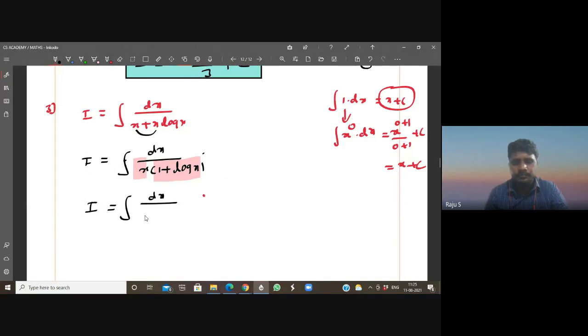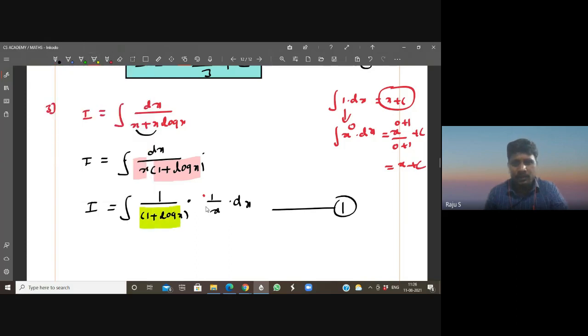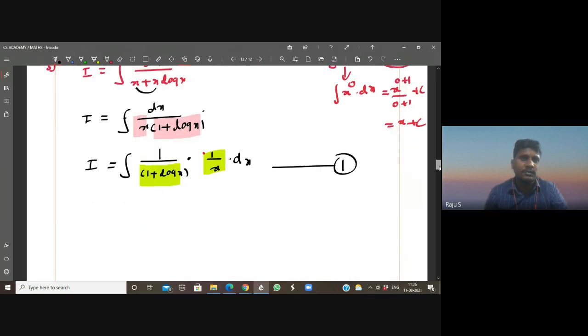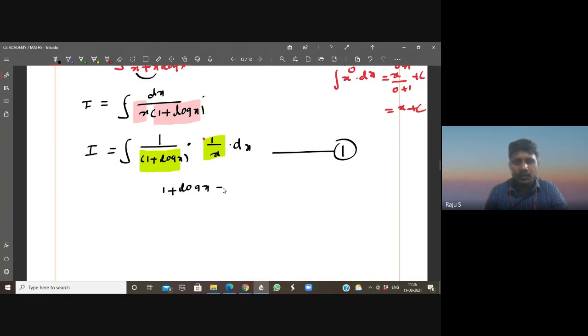Anyone, students? Either we can consider. Easier, two different functions are there. One is 1 plus log x, another is 1 by x. Shall we consider 1 plus log x is equal to t, or x is equal to t, or 1 by x is equal to t? 1 plus log x is equal to t. Exactly, 1 plus log x is equal to t.